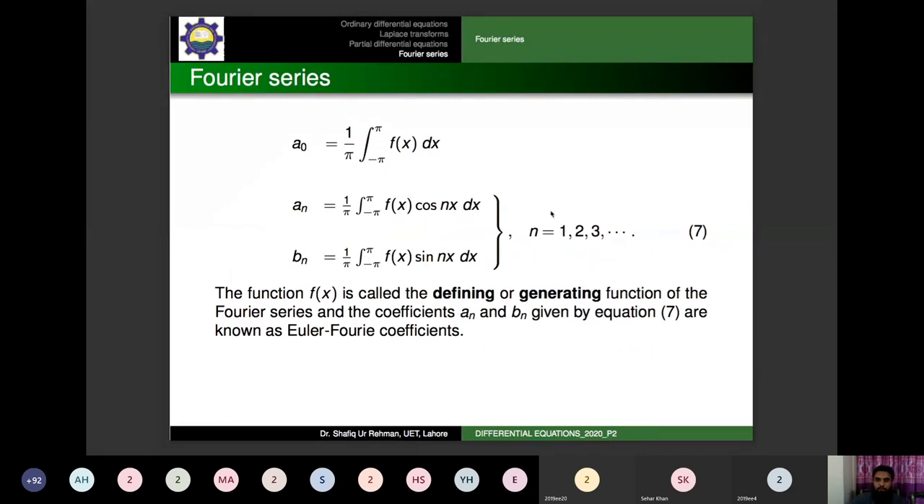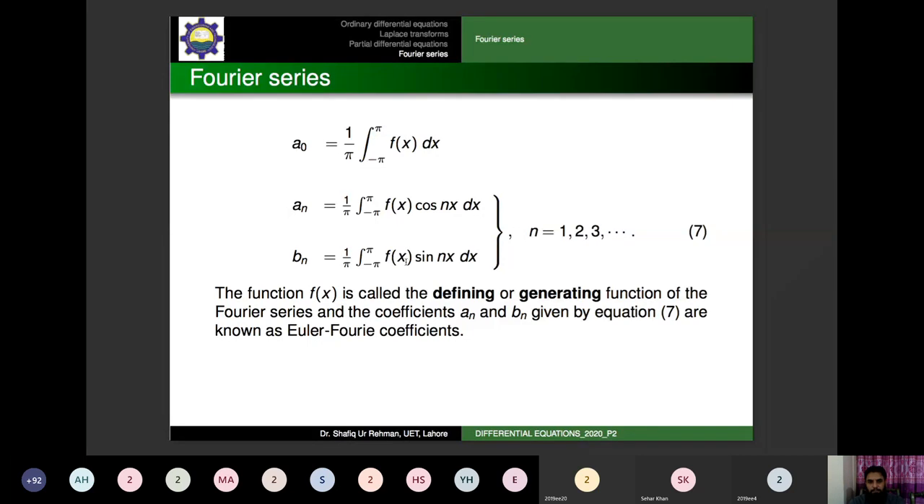So for all positive integral values of n, an is equal to this one and bn is equal to that one, where a0 is equal to this one. So it is basically an for n equal to 0, for example. So you will have cosine of 0 is 1 and you're left with that expression. So this is what we generally call the coefficients an and bn. These coefficients given in equation number 7 are known as the Euler-Fourier coefficients.